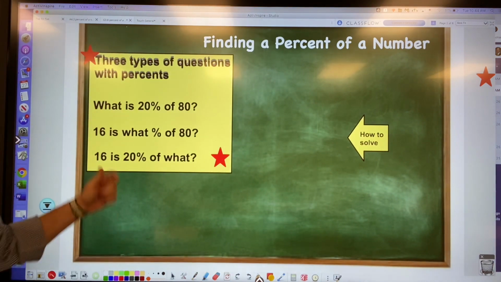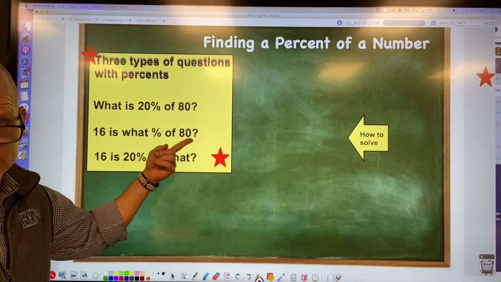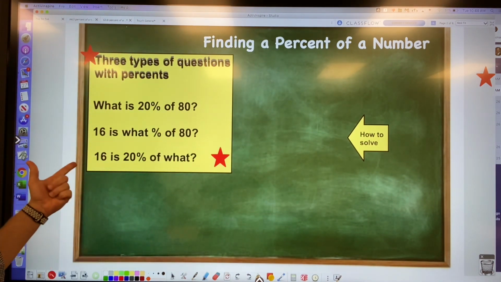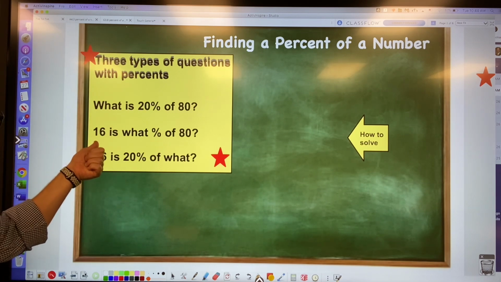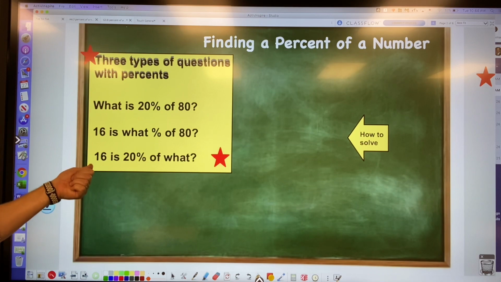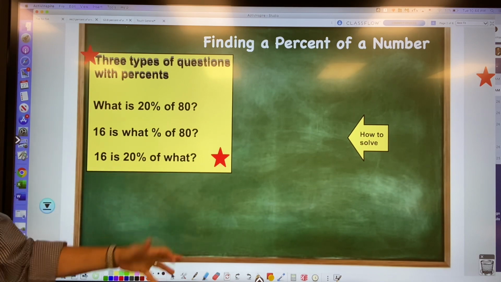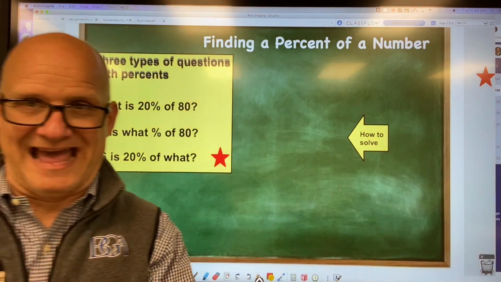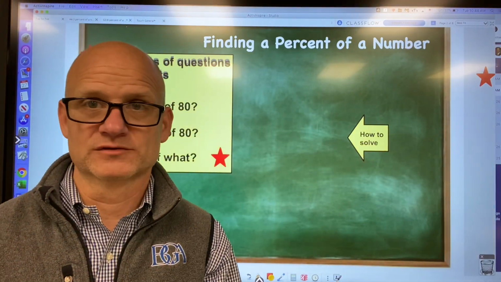One kind of question is asking what is 20% of 80? The second question would be 16 is what percent of 80? And the third question is 16 is 20% of what? Okay, all three questions have to do with finding percents of numbers.